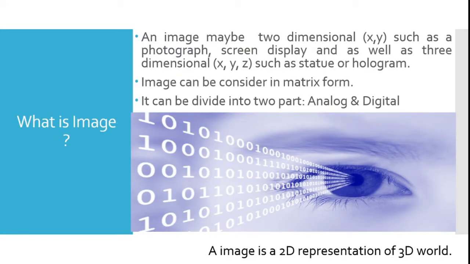Now, what is image processing? An image may be 2-dimensional, X and Y, such as a photo or a screen display, as well as 3-dimensional, that is X, Y, Z, such as a statue or hologram. You can directly correlate with that. An image is a 2D representation of the 3D world. Whenever you click any image, you are actually clicking a 3D object and converting it into a 2D image. An image can be represented in the form of a matrix. It can be divided basically into 2 parts, that is analog and digital.